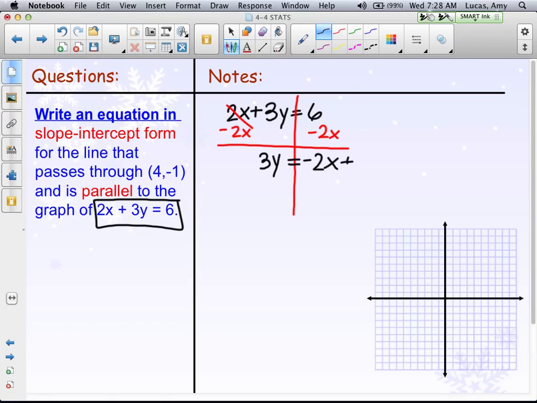Remember, the order is very particular, so the negative 2x needs to come before the positive 6, and then I divide everything. So my result is negative 2/3 x plus 2. So I can graph this original line. My intercept is 2. My slope is negative 2/3. So down 2 over 3 to the right.